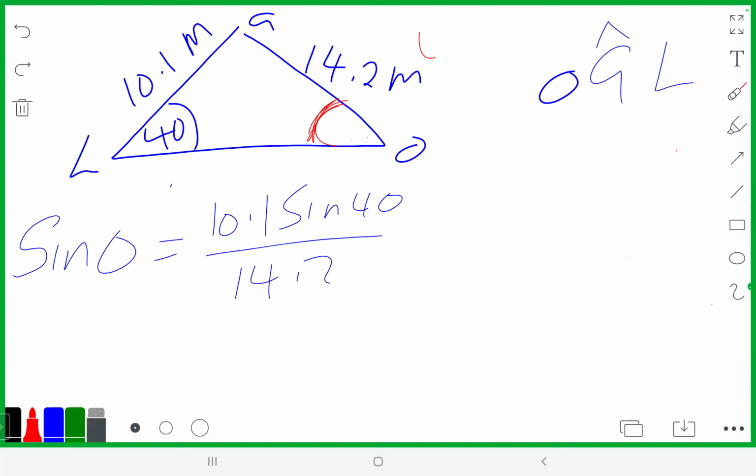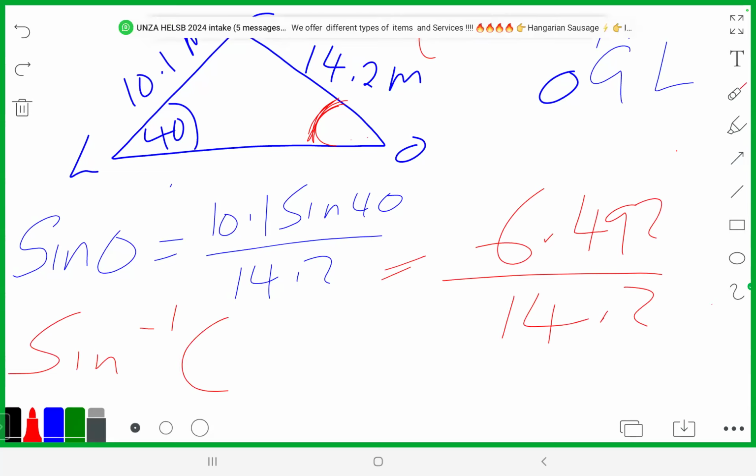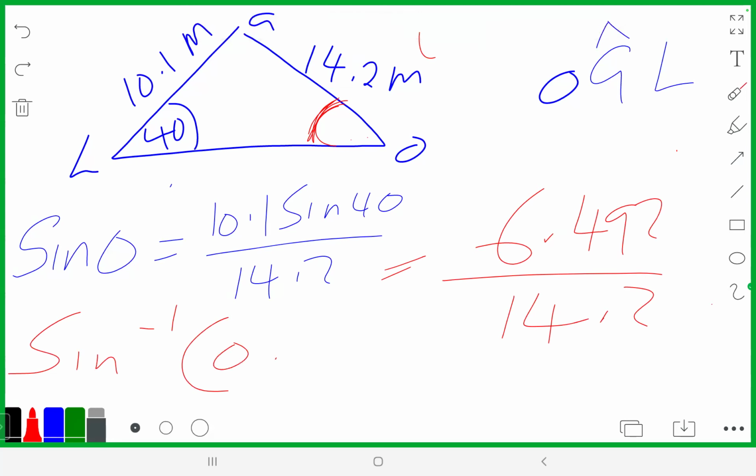It's 6.492. You're finding 6.492 divided by 14.2. It gives 0.457.